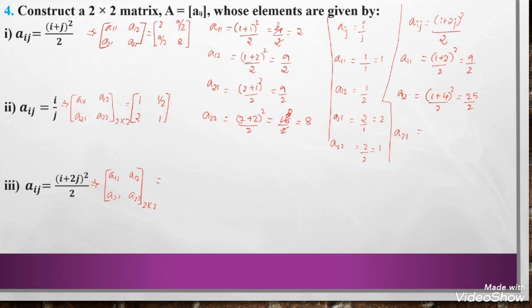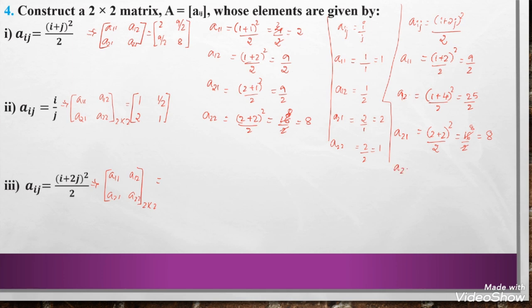second row, first column, that is, first i will be 2, then j will be 2 into 1, that is 2, square divided by 2. 2 plus 2 is 4, 4 square is 16, 16 by 2. 2 eights are 16, that is 8.